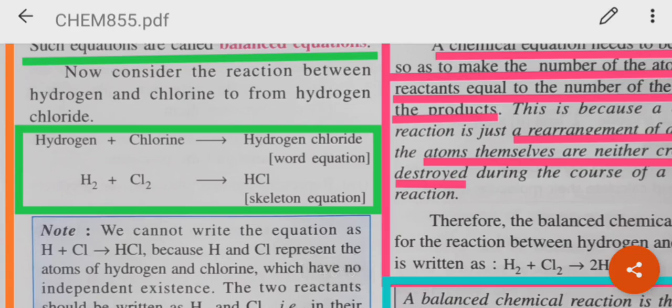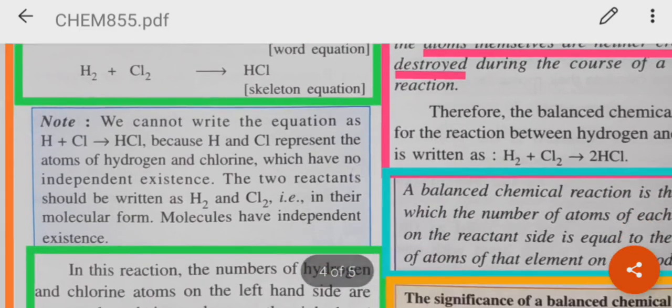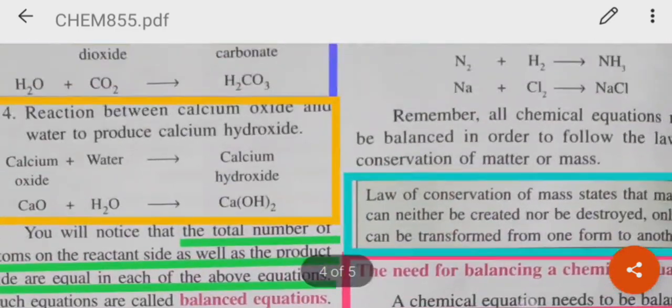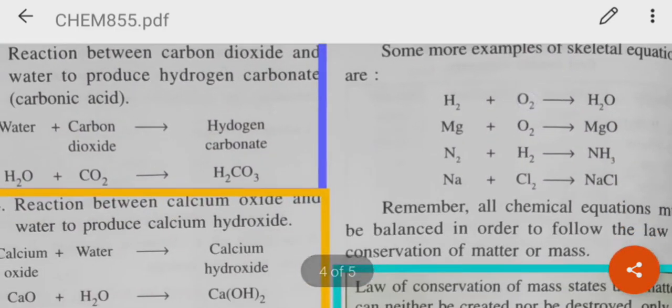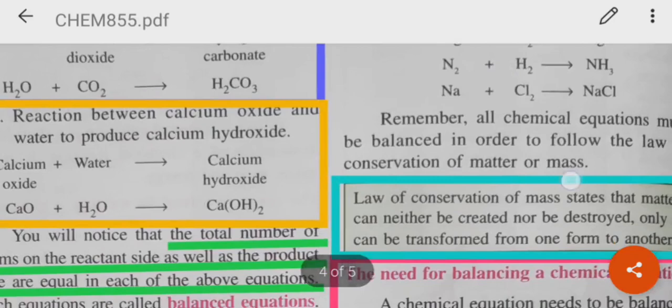Now, let us take another example. Hydrogen reacts with chlorine to give hydrogen chloride. Now, in this equation, on the left hand side, the number of hydrogen atoms are 2, chlorine atoms are also 2. But right hand side, number of hydrogen atom is 1 and chlorine atom is also 1. So, this type of equation which is not balanced is called a skeleton equation. So, we need to balance the equation in order to follow the law of conservation of mass. These are also examples of skeleton equations where they are not balanced.